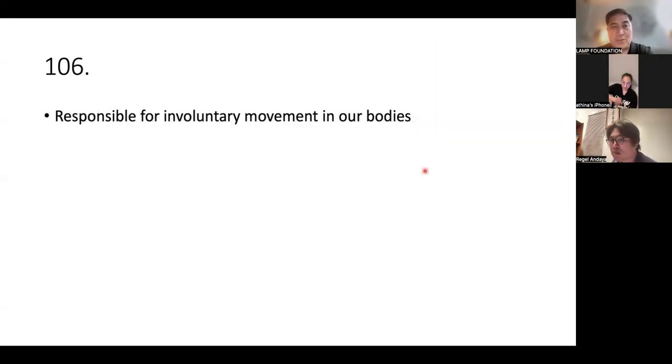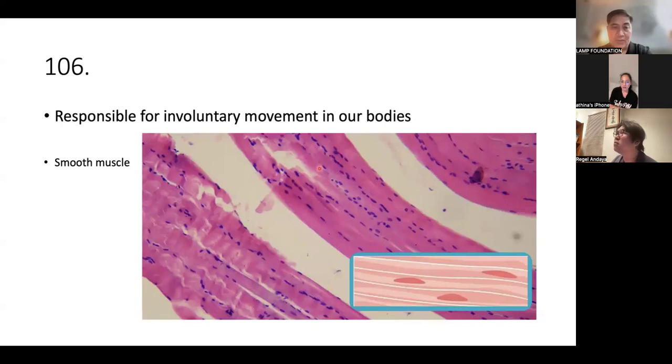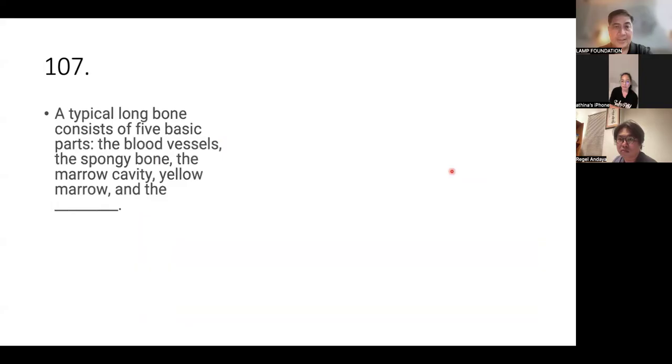Responsible for involuntary movement in our bodies. What type of muscle? The smooth muscle. So this is an example of the smooth muscle. Next. A typical long bone consists of five basic parts: the blood vessels, spongy bone, marrow cavity, yellow marrow, and the hard bone.